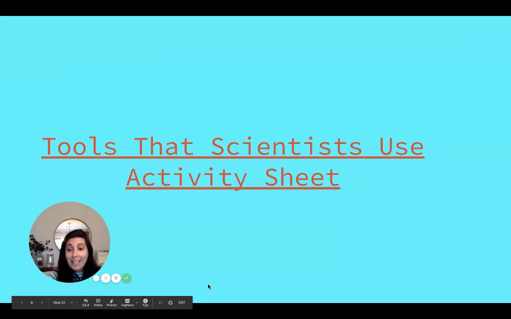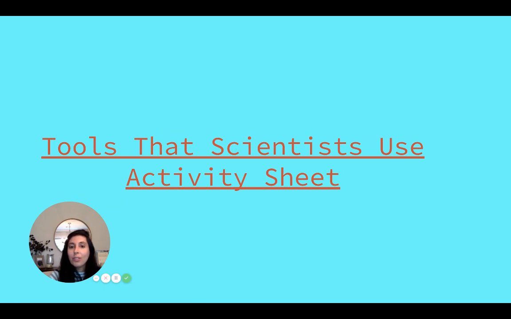All right, thanks for playing that game with me. Now, for our final activity, we're going to do an activity sheet. It's called Tools That Scientists Use. Let me show you what it looks like.